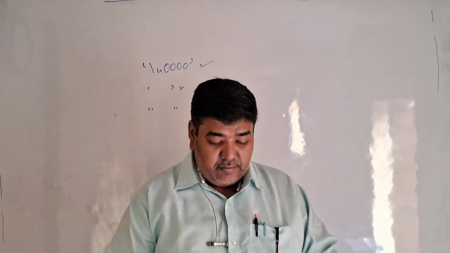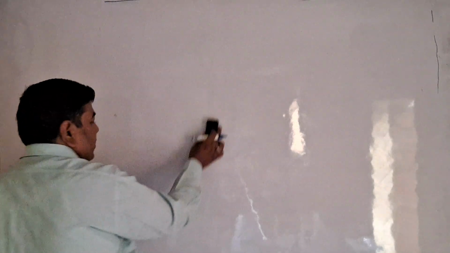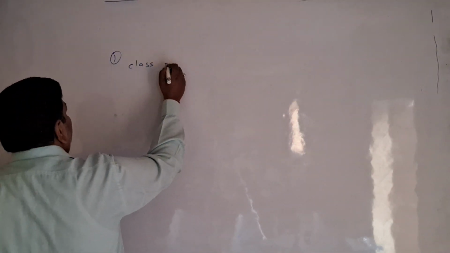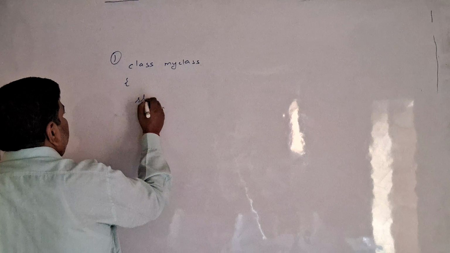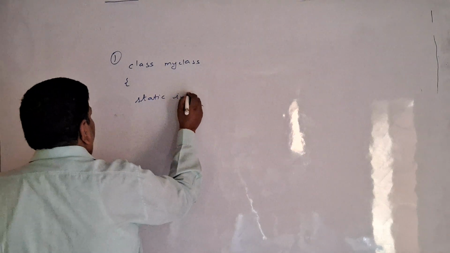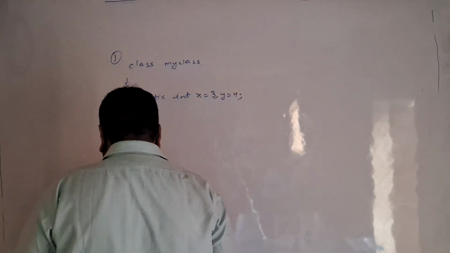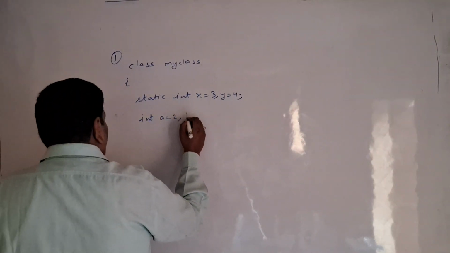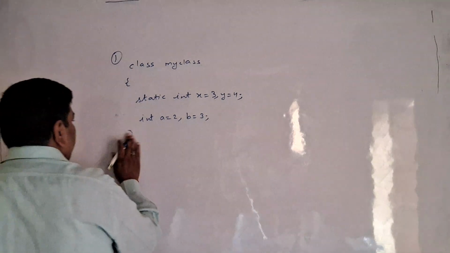Other than this, I will give you some more questions for finding the output. Please look into that. One example I am giving over here. Suppose class my class, static int x equal to 3, y equal to 4, int a equal to 2 and b equal to 3. This is the class given.